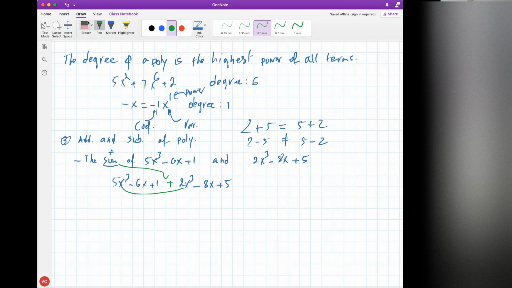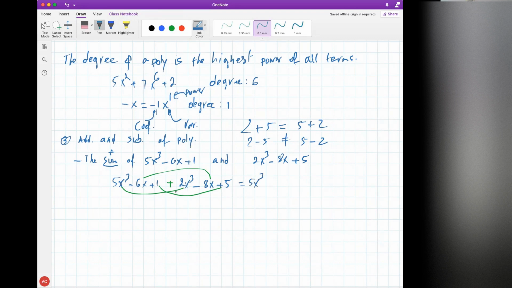Also, what else do we combine? We're going to combine 6x, minus 6x and minus 8x. That's right. I'm going to combine those. And you're also going to combine 1 plus 5. That's right, also the constants together. So this would be 5x to the third. And we're going to move this next to it.